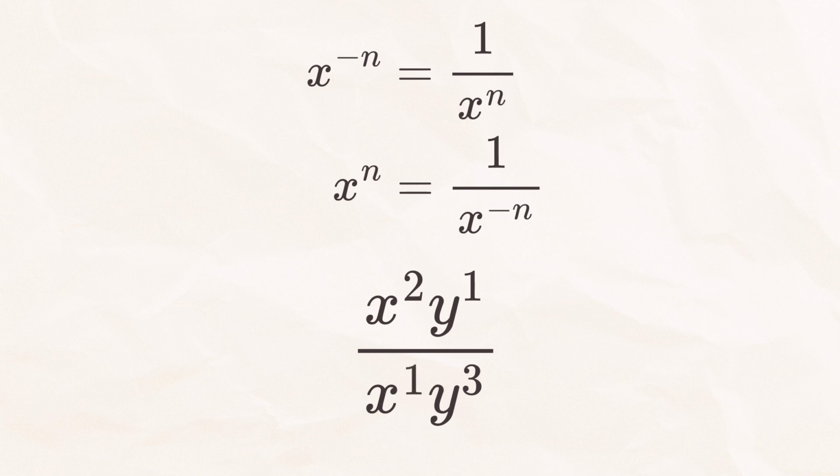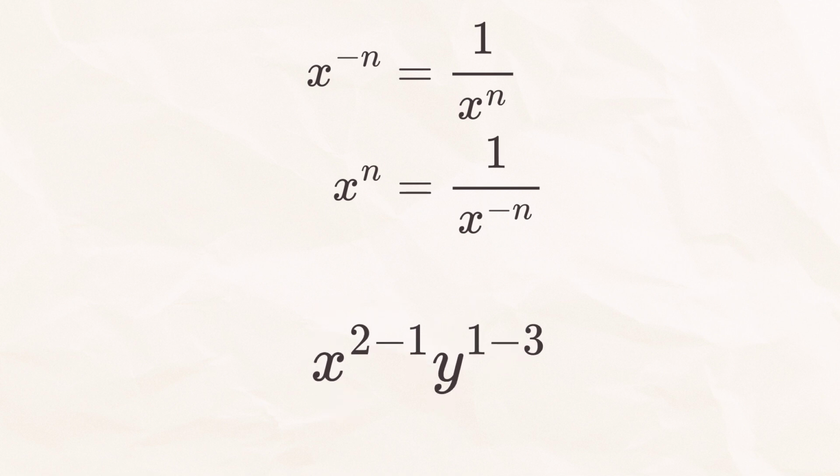Now, we'll reorder the terms and do the division trick where we subtract the denominators from the numerators. But we can only do this if the bases are the same. So x is now raised to 2 minus 1, and y is raised to 1 minus 3. Do the math, and we get x to the first and y to the negative 2. Of course, x to the first is just x. So it's now x times y to the minus 2. And here we are, face to face with another negative exponent.